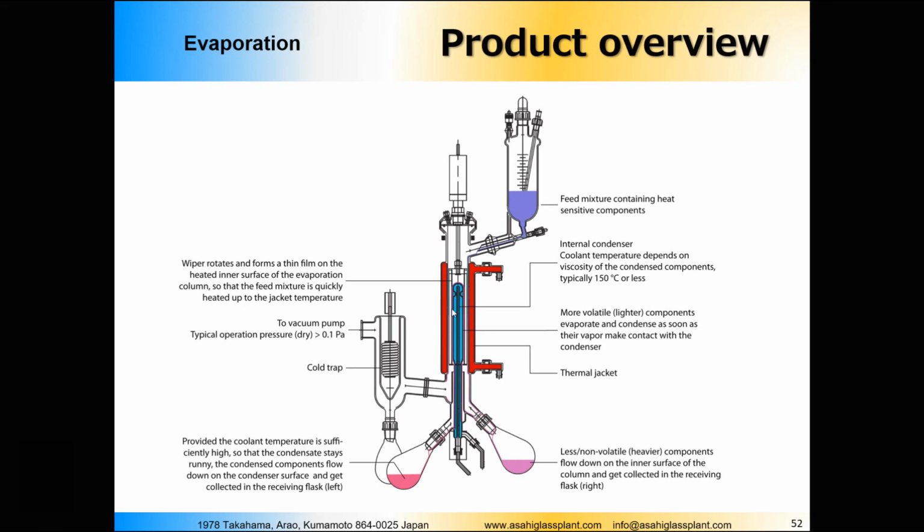Why is it called short path? Because when the lighter component evaporates from this surface, it condenses on what I call the finger condenser, which is actually located inside the heat exchanger. Due to the design of this insert, the lighter component condenses on this finger condenser, goes along this wall, and is collected here in the other receiving flask for the lighter component.